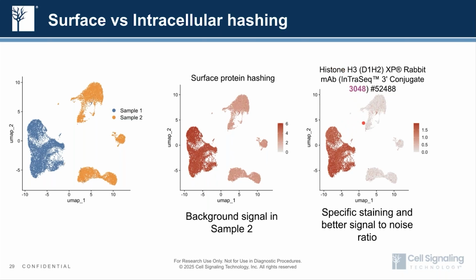So hopefully, if you were to use these histone conjugates, you can get better staining and a better signal to noise ratio in your single cell experiment, so you can accurately label which cell comes from which sample compared to surface hashing. We've done that also in another sample, and we see the same pattern with the surface protein hashing.